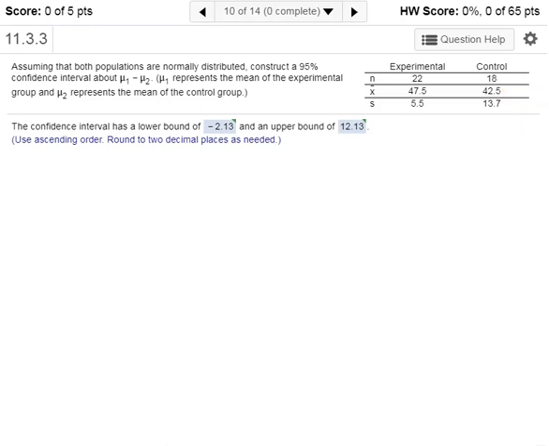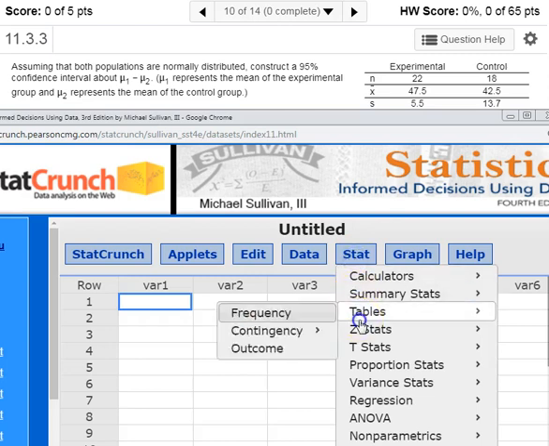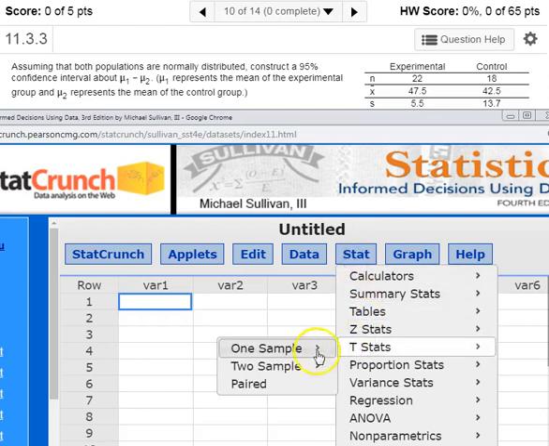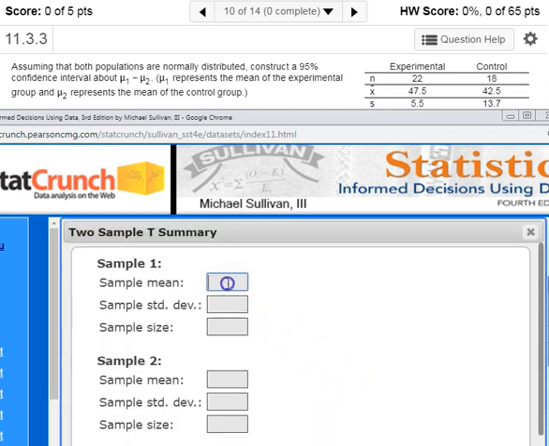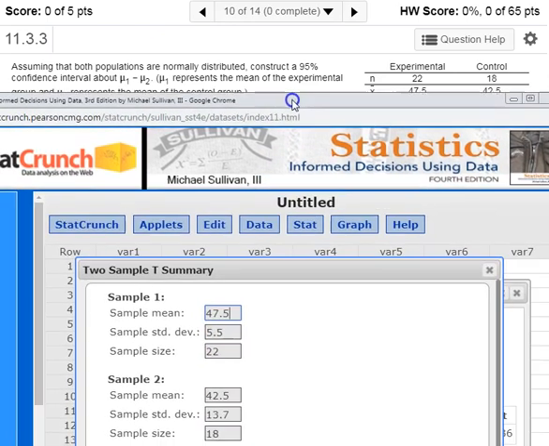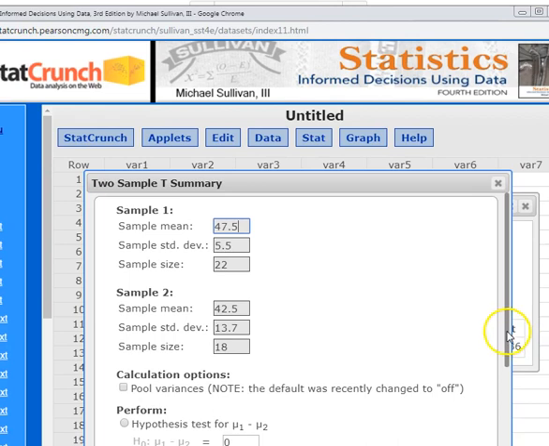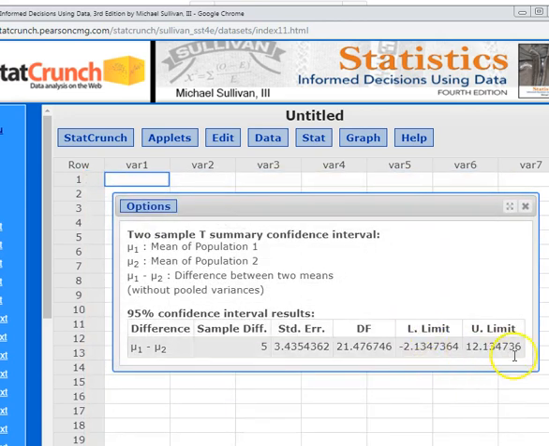So we will want to go into StatCrunch here, and we can look at Stat and then our T Stats. We have two samples, and we have the summary data listed. So our sample 1 had a mean of 47.5. And then go ahead and enter in the rest of the information for each of your samples. And then you'll want to make sure you've clicked confidence interval and the correct confidence level.